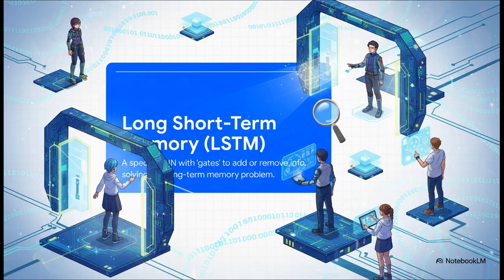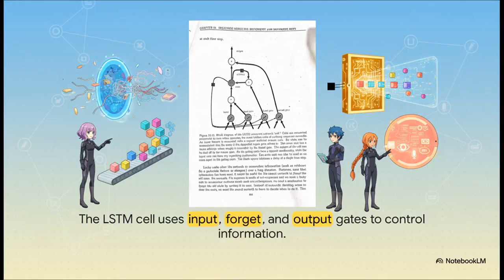And the solution was an absolutely brilliant upgrade called the Long Short-Term Memory Network, or LSTM. It's still an RNN at heart, but it has a much more sophisticated internal structure. Instead of just a simple loop, it has this complex memory cell with a series of gates that act like tiny, intelligent gatekeepers for information. The way these gates work is the crucial part.